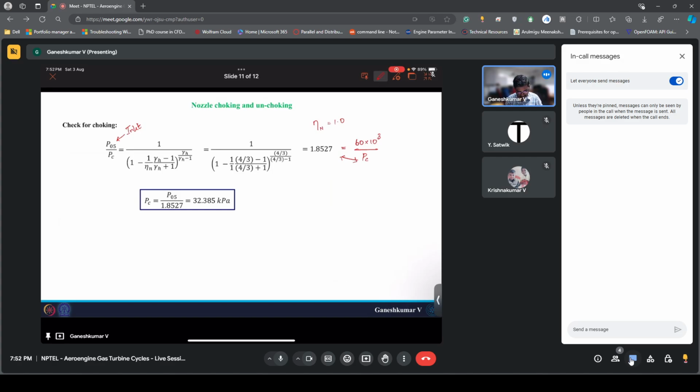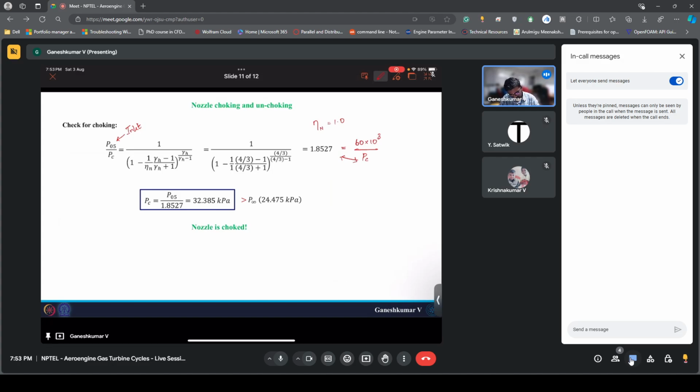And what we know about ambient is something like 24.47. So this Pc is actually greater than P infinity, which means our nozzle is choked. Okay, so if Pc is greater than P infinity, our nozzle is choked. Now you might be interested in the reason for this. Why do we say it's choked and non-choked?